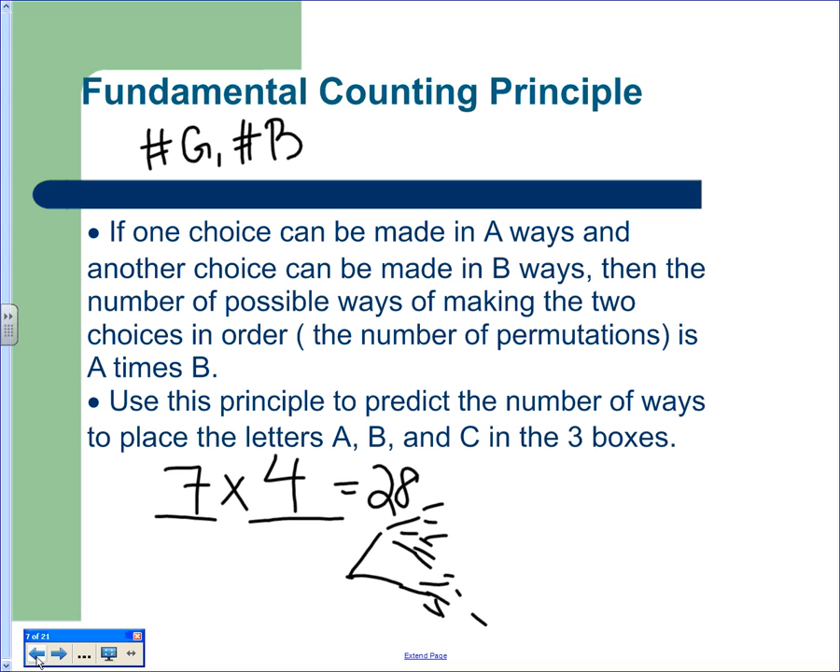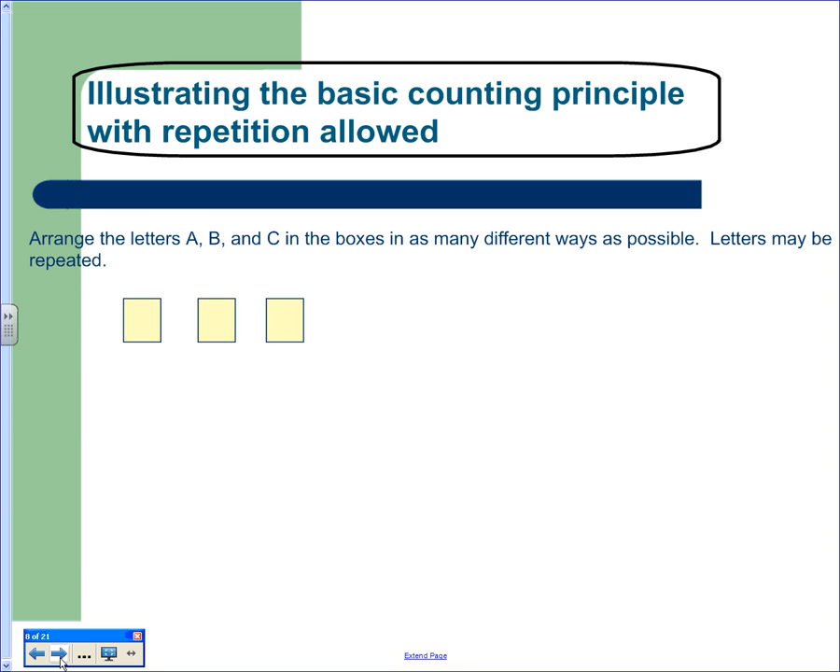Well, we're not going to predict the number of ways to place the letters A, B, and C in the 3 boxes because you already did it, right? Okay, so how many ways can we arrange them if letters may be repeated? 27. Why is it 27? You told us that. But why is that true?